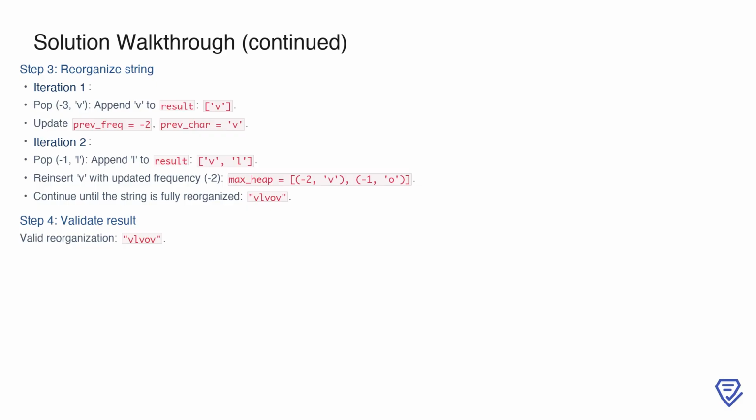By the end, the heap is exhausted, and the result is V, L, V, O, V, which is a valid reorganization. The final output string is "vlvov", and it satisfies the condition that no 2 adjacent characters are the same.